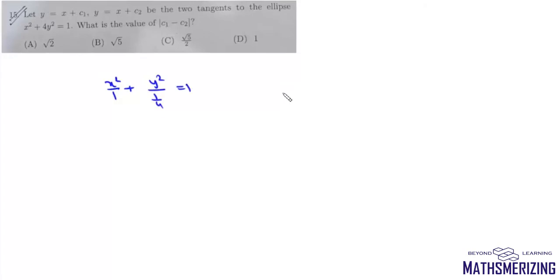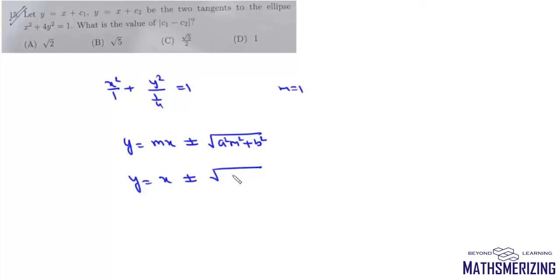Now, for these two tangents, the value of m is 1. We know that the equation of a tangent to an ellipse is given by y equals mx plus or minus under root a square m square plus b square. In this case, the value of m is 1, so it will be y equals x plus or minus under root of a square plus b square. Now a square is 1 and b square is 1 by 4, so this value will be simply 5 by 4.